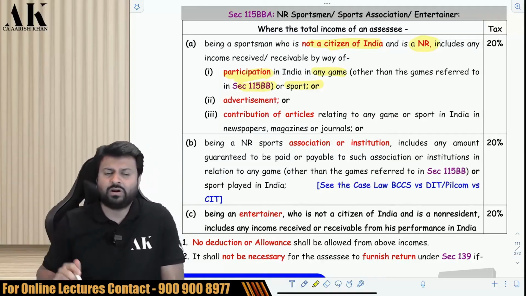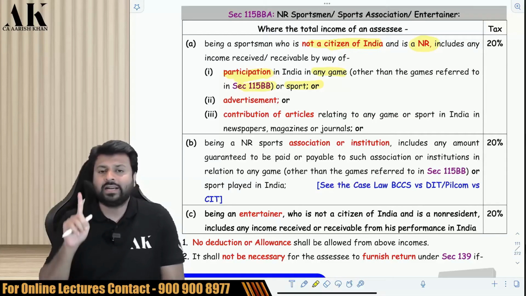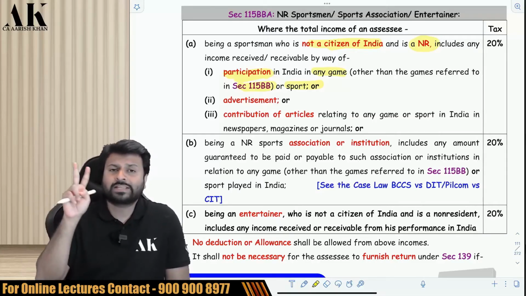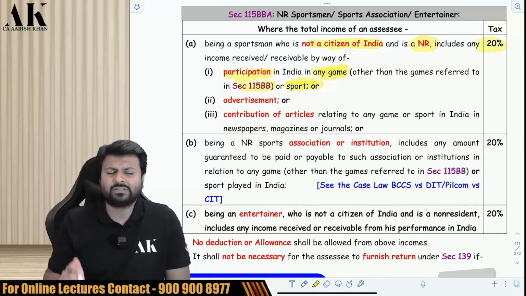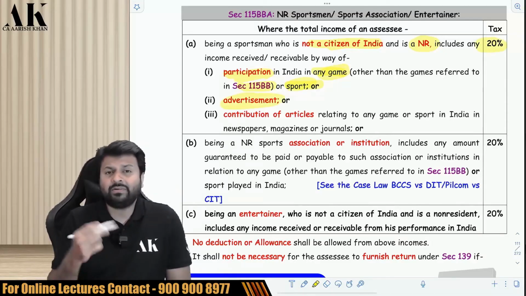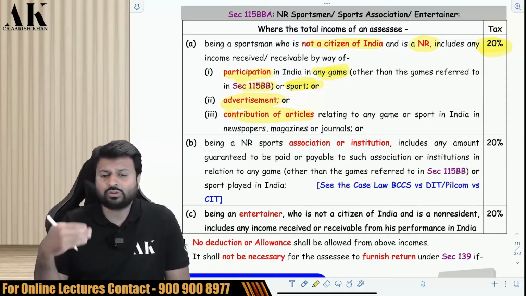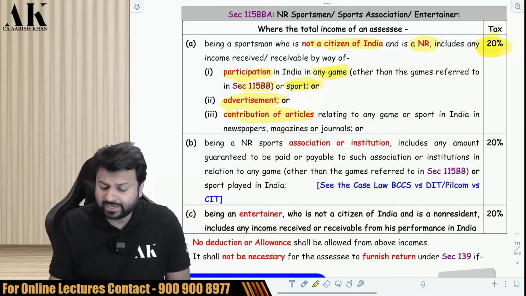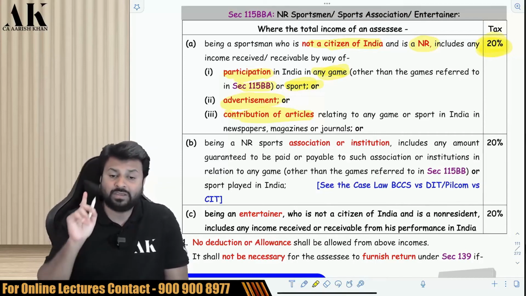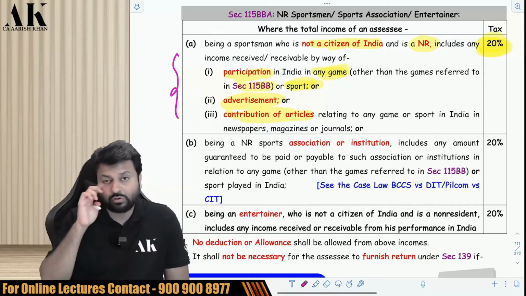All those games are covered over here. Those are casual income. Those are subject to 30% income. So if a non-resident who is not a citizen of India, who is coming to India to participate in any game or sport, then 20% flat tax will be applicable. If he is doing some advertisement and he is earning money out of advertisement, then also 20% tax. If he is contributing certain articles to any game or sport in any magazines, any journal, any newspaper, then that will also be subject to 20% tax. Be very careful. So in these three cases, the non-resident's income will be subject to 20% tax.